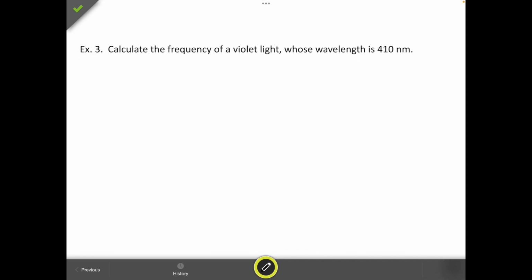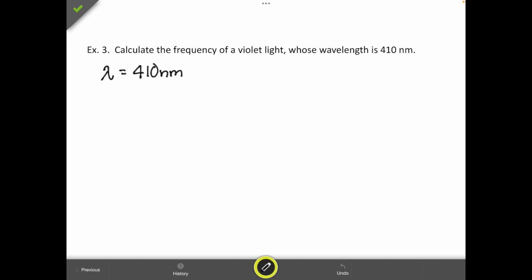We're calculating the frequency of violet light, whose wavelength is 410 nanometers. Got to convert it to meters, so that's 410, putting in our conversion factor of 10 to the negative 9th. We had done this problem earlier, so that's our 6 zeros here.